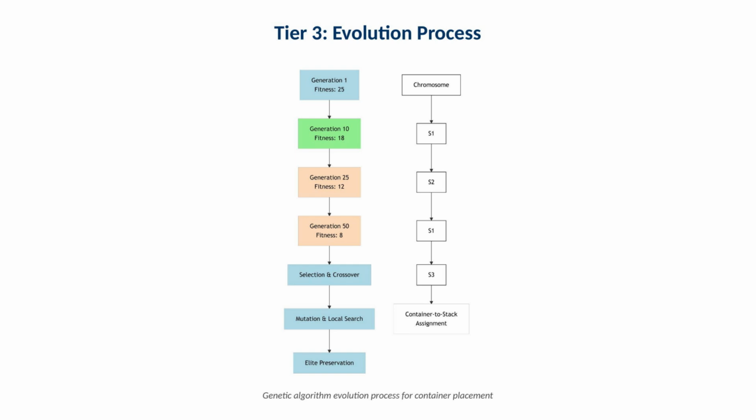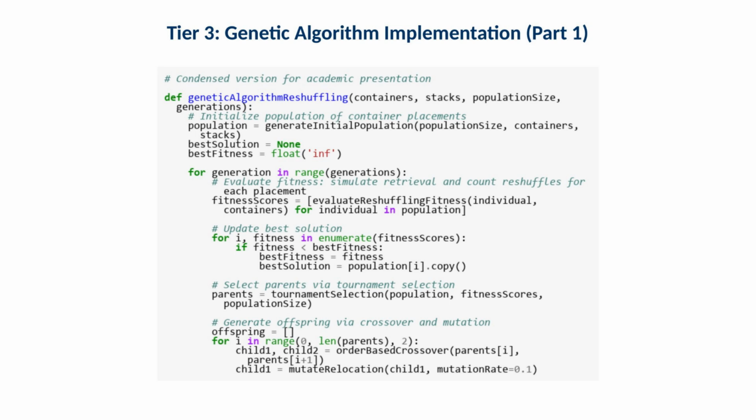This slide shows the genetic algorithm evolution process for container placement. Operationally, the loop is: generate candidate placement plans, measure reshuffles under retrieval simulation, keep better plans more often, and iteratively improve the population. This slide is a code segment for the genetic algorithm implementation.